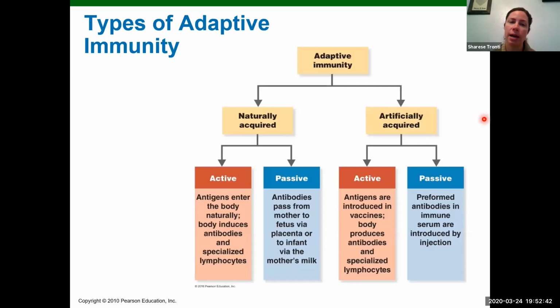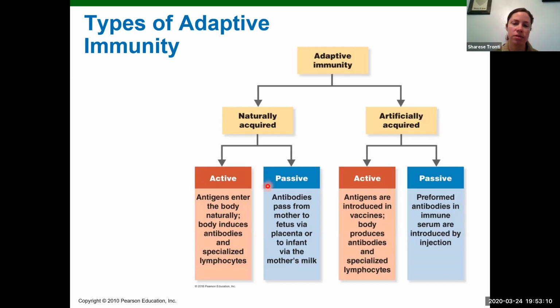So there's several different types of adaptive immunity. Firstly, it's divided into naturally acquired and artificially acquired. Naturally acquired is acquired through natural processes. So the way that the body normally gets infected is naturally acquired. And artificially acquired is acquired through medical processes, so vaccination or injection. It's artificially acquired.